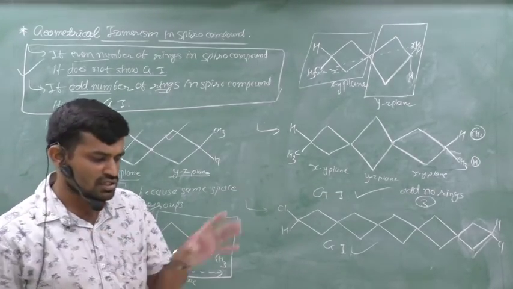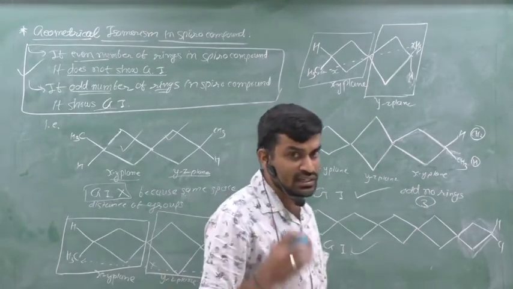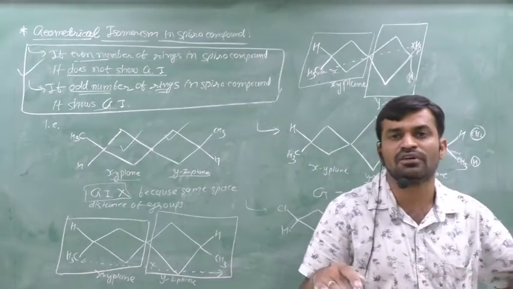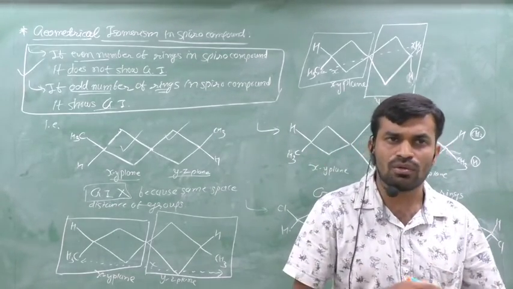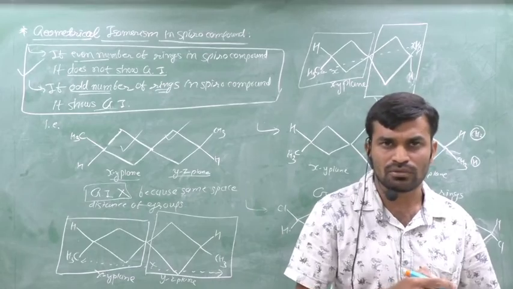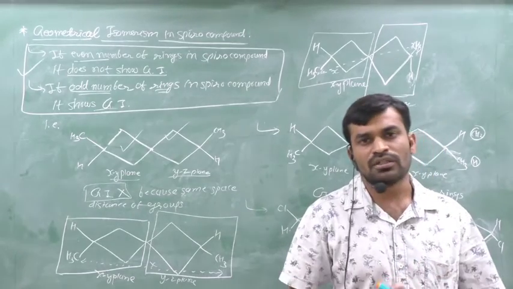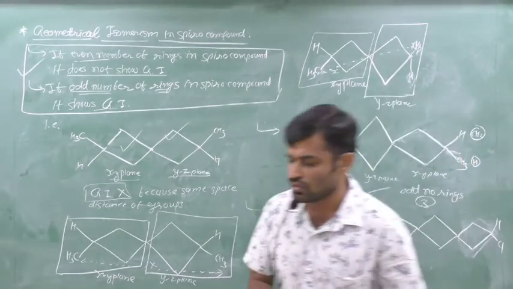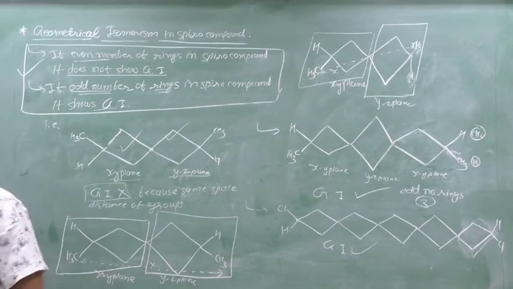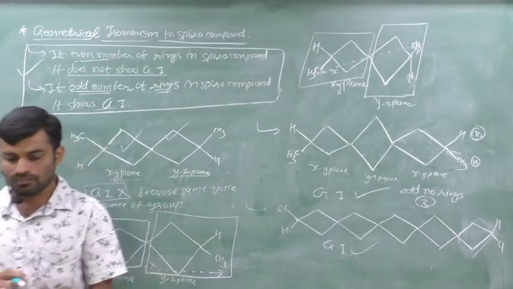Therefore, we can understand geometrical isomerism in Spiro compounds the same way as in allenes. If the double bonds or rings in a Spiro compound are an even number, it does not show the GI, and if it is an odd number, then it shows the GI.